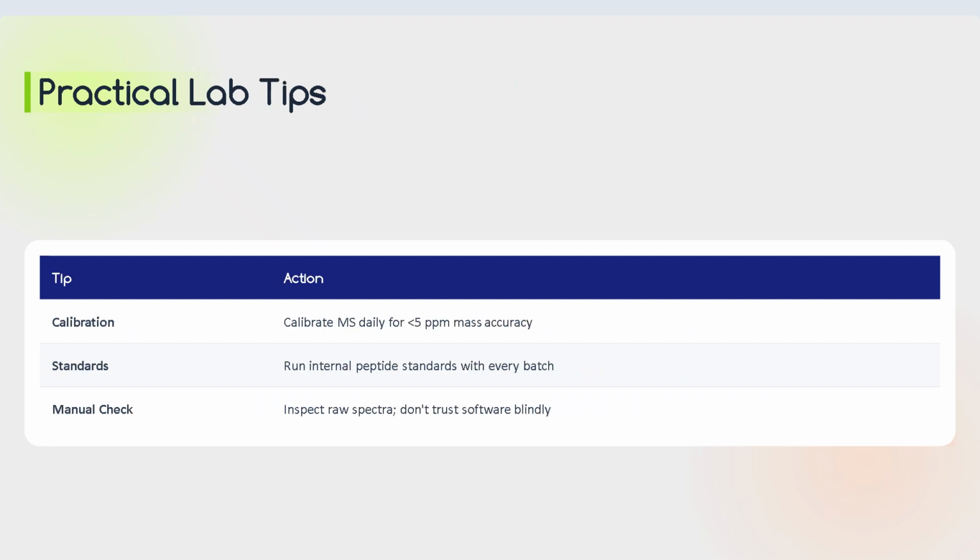Here are some practical lessons that make a big difference in real lab work. Calibrate your mass spectrometer daily to maintain high mass accuracy. Run internal peptide standards with every batch to verify performance. And always inspect the raw spectra manually. Never rely only on software. Because software can guess, but your scientific judgment confirms. Good habits save hours of troubleshooting later.